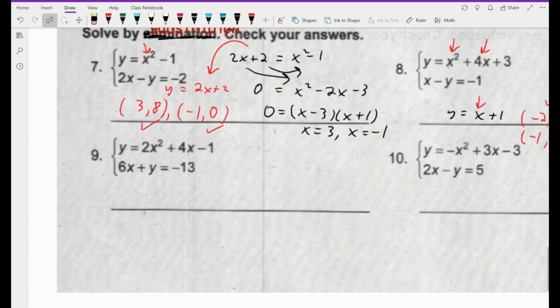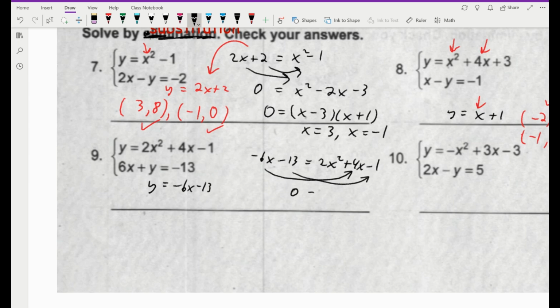Number 9. We'll first solve for y. Now we will do y equals y. So we have minus 6x minus 13 equal to the other y, 2x squared plus 4x minus 1. I'll move this over here and subtract this from here. So we have 2x squared. We're going to add the 6x to the 4x to get 10x, and we're going to add the 13 to the negative 1 to get 12. Now we could divide everything by 2, just to make it a little simpler.